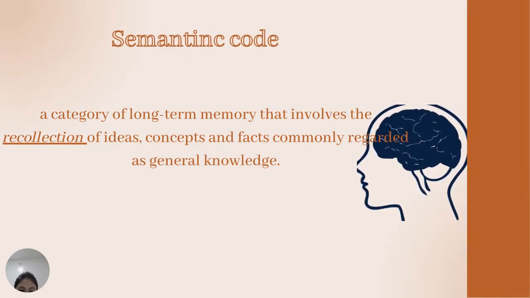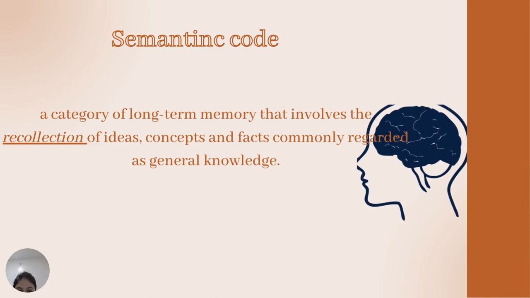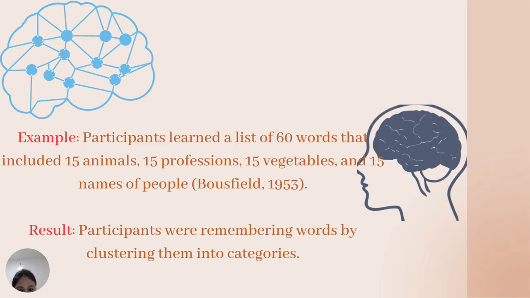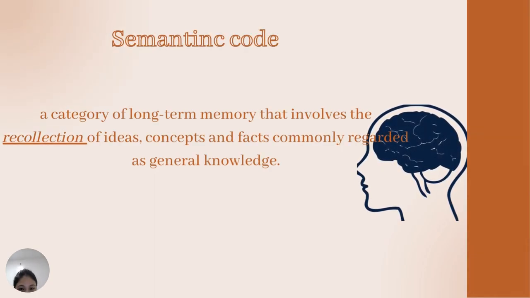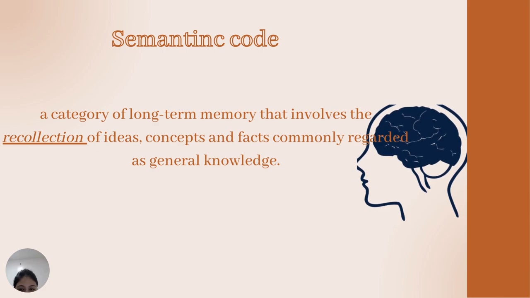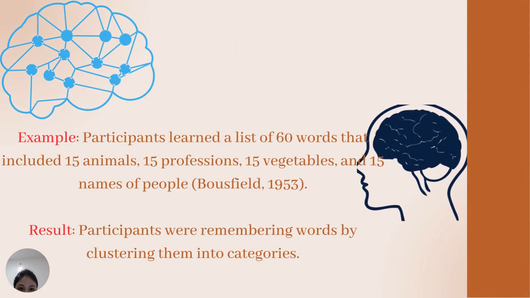So, semantic code is a category of long-term memory that involves the recollection of ideas, concepts, and facts commonly regarded as general knowledge. Those were the examples that I gave for semantic code. So, it's general knowledge. Like, you don't need to relearn how it is done or how it is used. Because everyone knows how to use the scissors. Everyone knows that dogs or cats have four legs, right? Everyone knows that. Four legs, or paws.